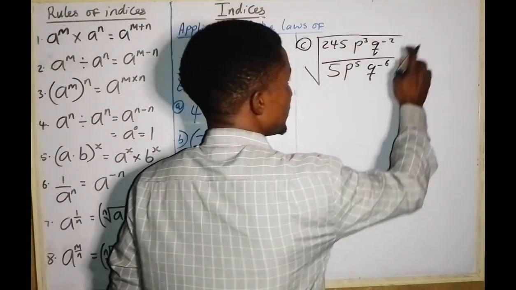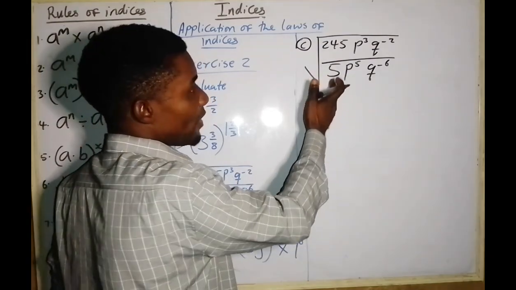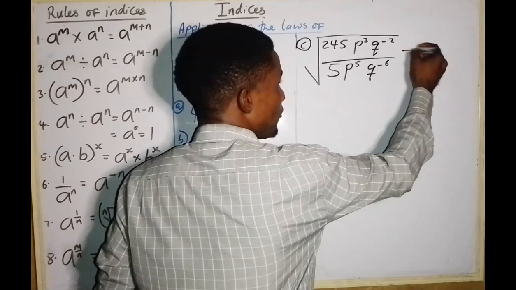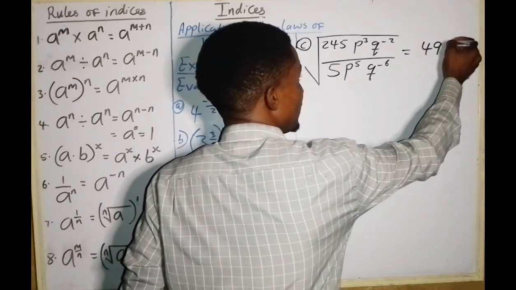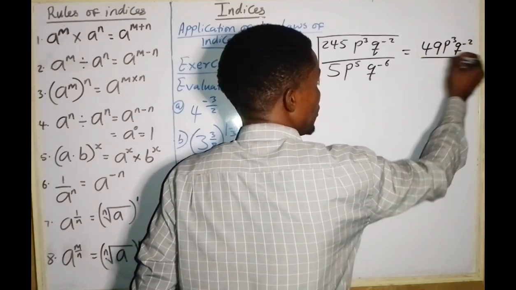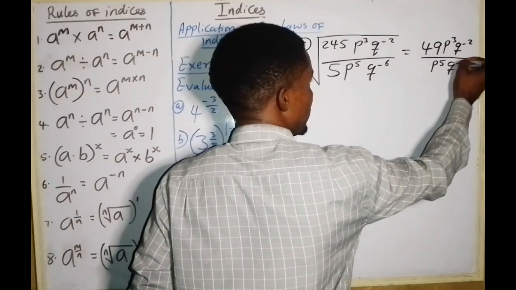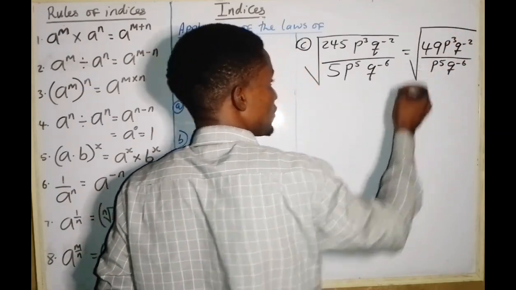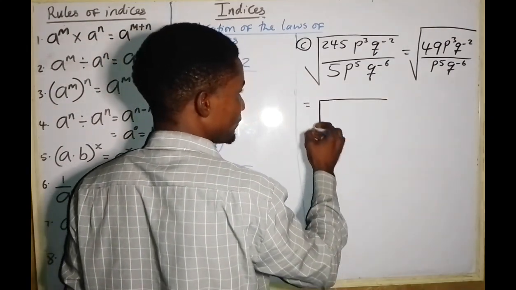Now to solve this, let's consider the value given here. Can 5 go in 245? Yes, it can. It can go 49 times. So we have 49 q raised to the power of 3 q raised to the power of minus 2 over q raised to the power of 5 q raised to the power of minus 6. Then we still have our square root. Now we can still solve further.